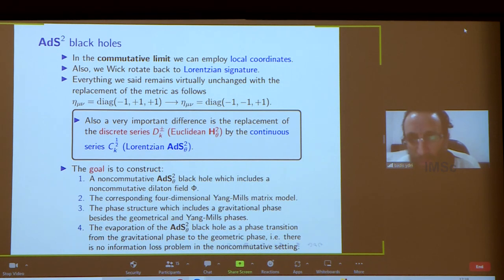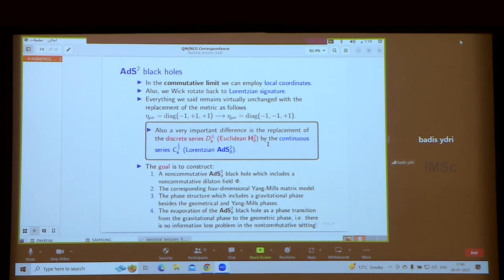Non-commutative dilaton field. I would like to write down a 4-dimensional Yang-Mills matrix model. Remember, the Yang-Mills matrix model is 3 dimensional. Now I will have an extra dimension. So did you hear me about the goals now? I would like to write.